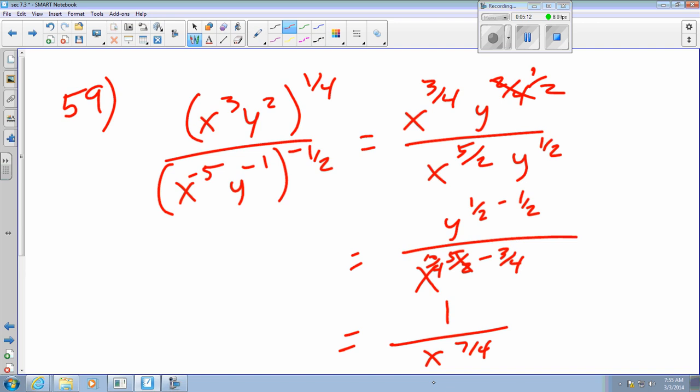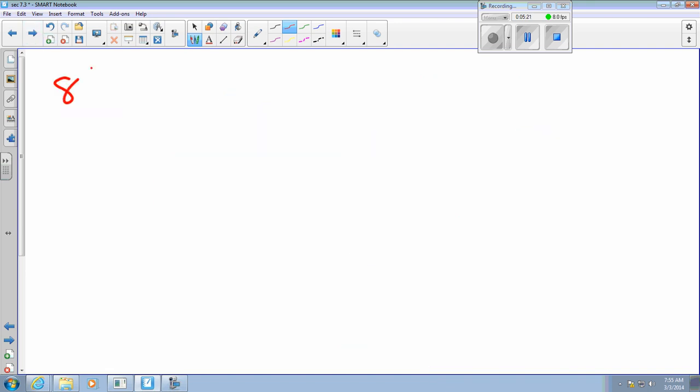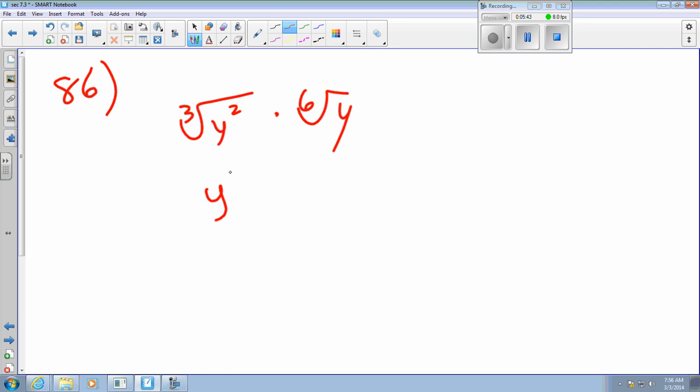Then let's take a look at, after 59 comes 86. 86 says we have the cube root of y squared times the sixth root of y. Well, I'm not really sure how to take care of this when it's in radical form, so I want to change it to rational exponent form because I'm more used to seeing it that way.